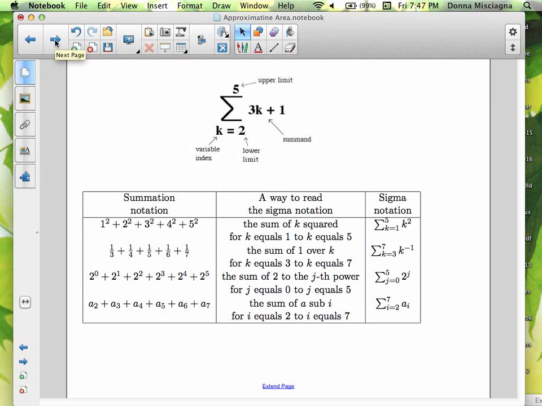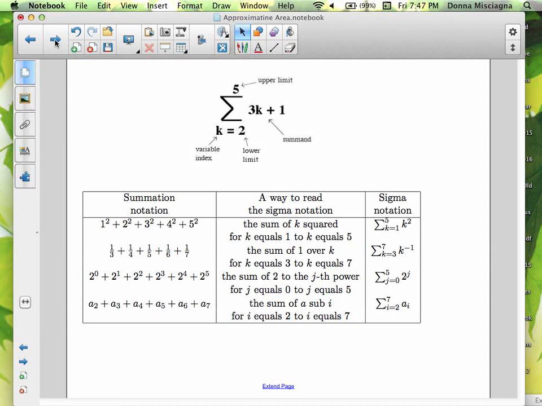We have the sigma, and the sigma is the sum of, in this case, all the values from k equals 2 to k equals 5, substituted into our formula 3k plus 1. In other words, the variable at the bottom of the sigma tells us what variable we're using. It'll be the same variable as what's in your summand. It's also giving us the lower limit. That's where we start, the starting value. And then the upper limit is the ending value. That's where we would stop. Okay, all right, so here's a few examples.